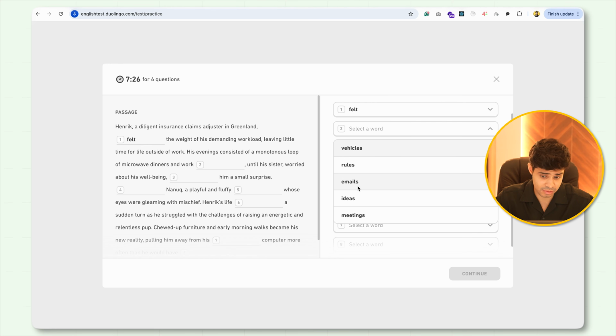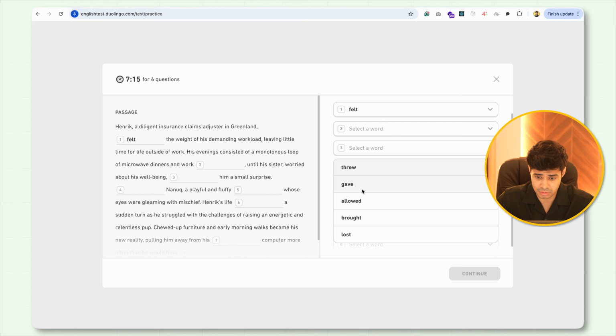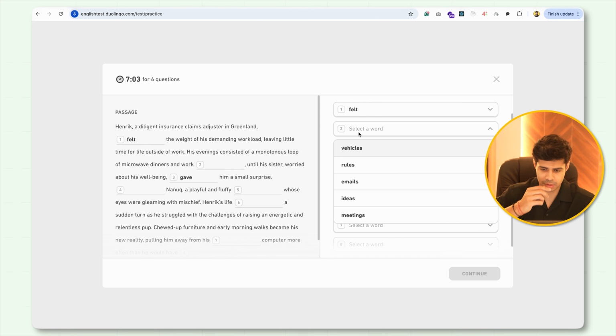Well, let's see. Work, emails, ideas, meetings. I mean, it could be anything, but let's just read further first, yeah? Worried about his well-being, blank him a small surprise. Okay, she brought him, gave him, threw him. You don't throw a surprise, you throw a party, so certainly not. Gave him a small surprise. Yeah, I think that makes sense. But then again, what is the second one?